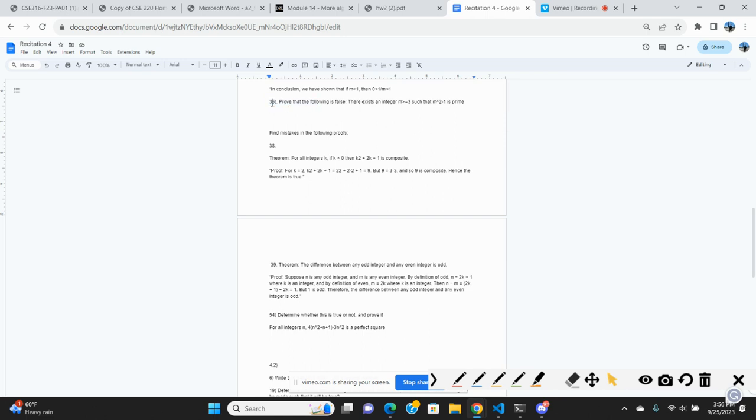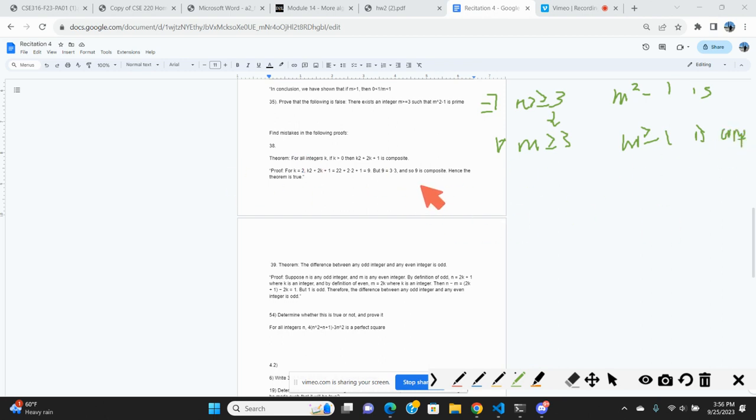For problem 35, we have to prove that the following statement is false. There exists an integer m greater than or equal to 3 such that m squared minus 1 is prime. So we have to prove the following existential statement is false. There exists an m greater than or equal to 3 such that m squared minus 1 is prime. And disproving a statement is the same thing as proving its negation. So the negation would be for all m greater than or equal to 3, m squared minus 1 is composite.